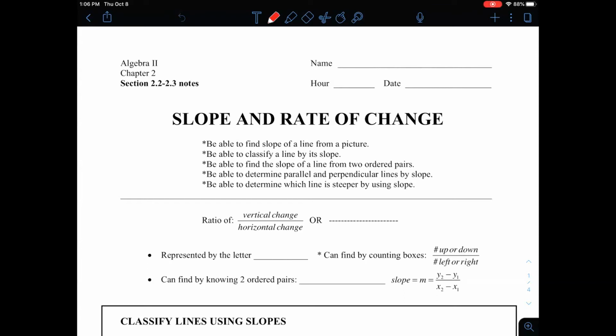We're doing 2.2 and 2.3 today. We'll do 2.2 and 2.3 in separate lesson videos, I believe, just to make it easier. So 2.2 is slope and rate of change.